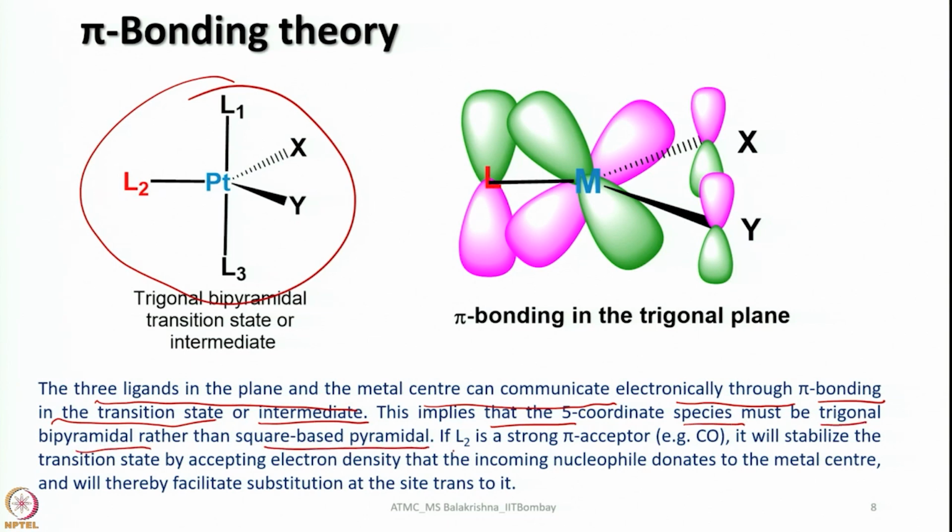One should remember, if L is a strong pi acceptor like carbon monoxide, it will stabilize the transition state by accepting electron density that the incoming nucleophile donates to the metal center, and will thereby facilitate substitution trans to it. So, when the ligands are coming, remember ligands are always coming with a pair of electrons and looking for a nucleophilic site. In the pi bonding theory, how efficiently a trans directing pi acceptor ligand generates a vacant site, we have less electron density at a position trans to itself.